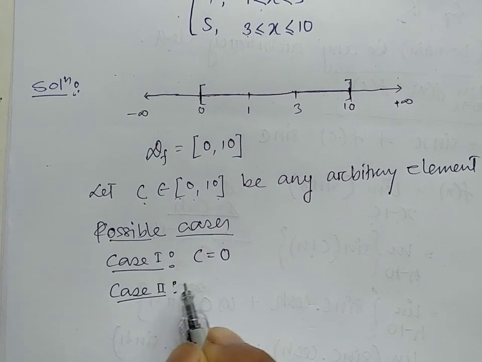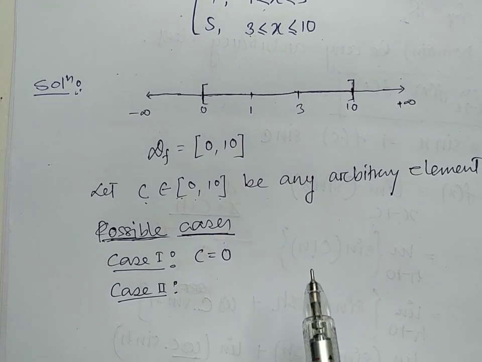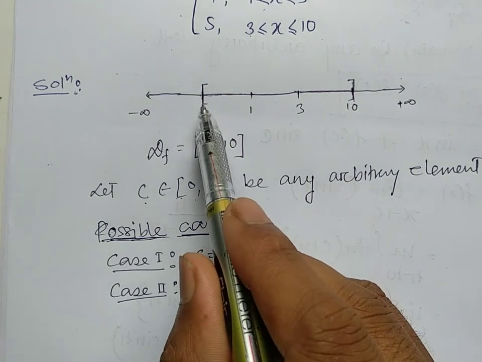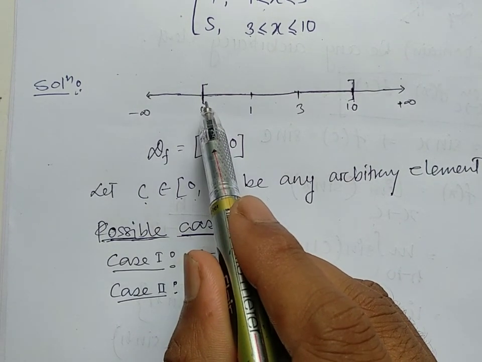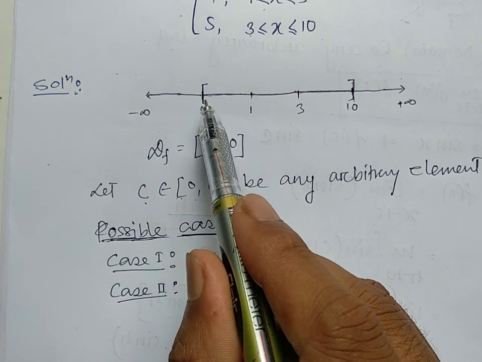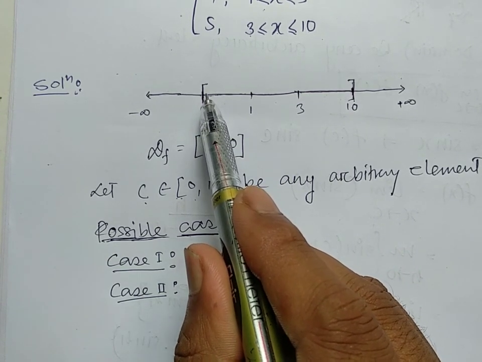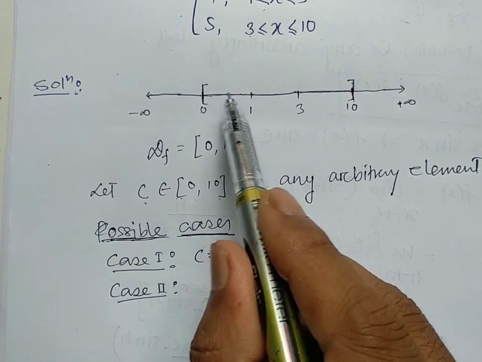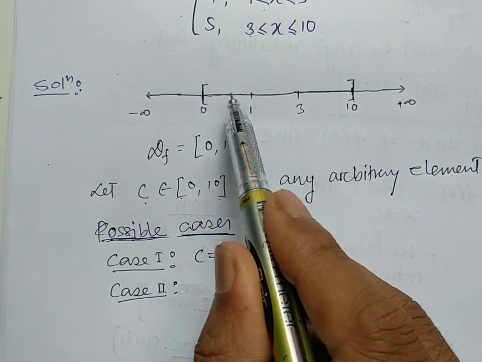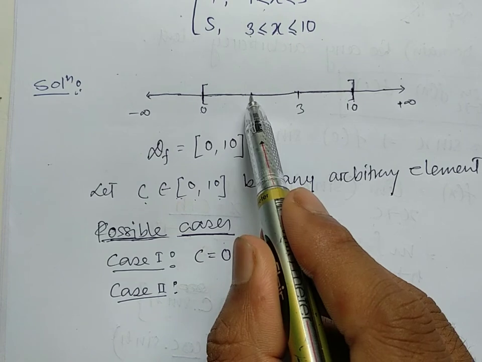Case 2, second case. So listen. The second case is that, first of all, c is not equal to 0. The second case, c means c is an element from its domain. So you can consider any real number, or you can seek the continuity at any point which lies between 0 and 10. But remember, c should not be equal to 0 and c should not be equal to 1.